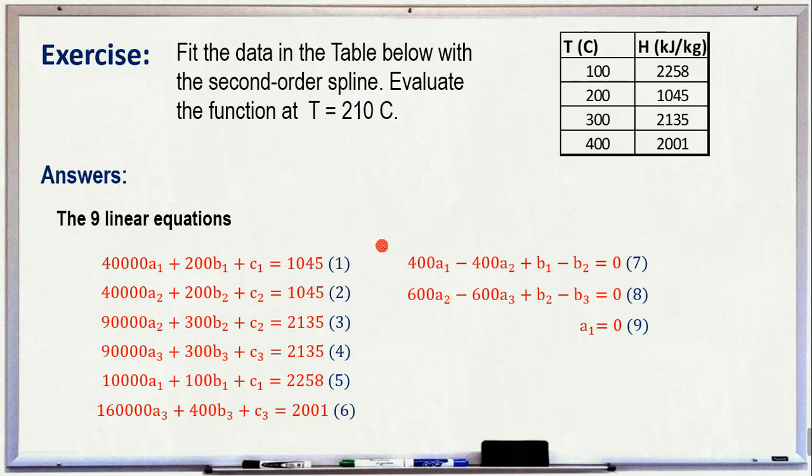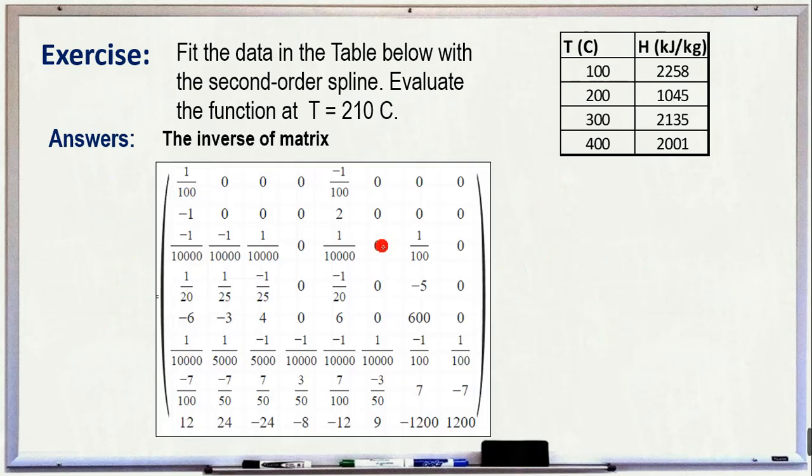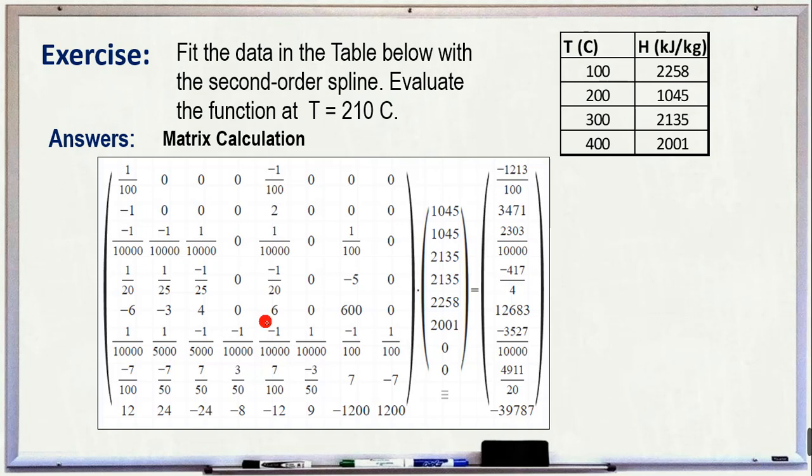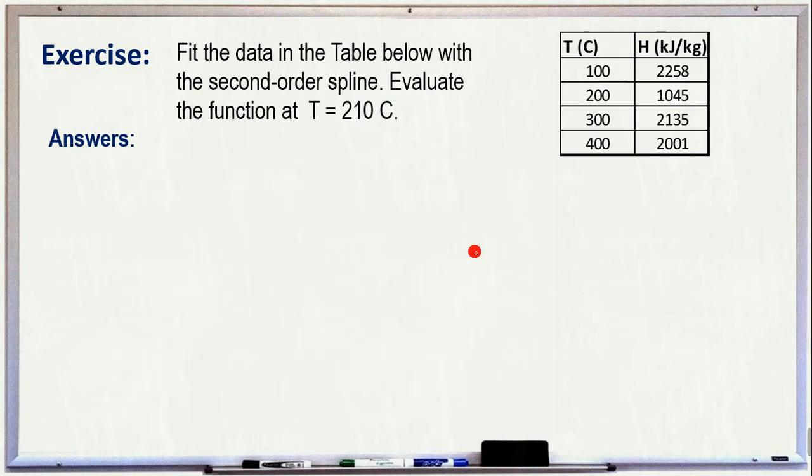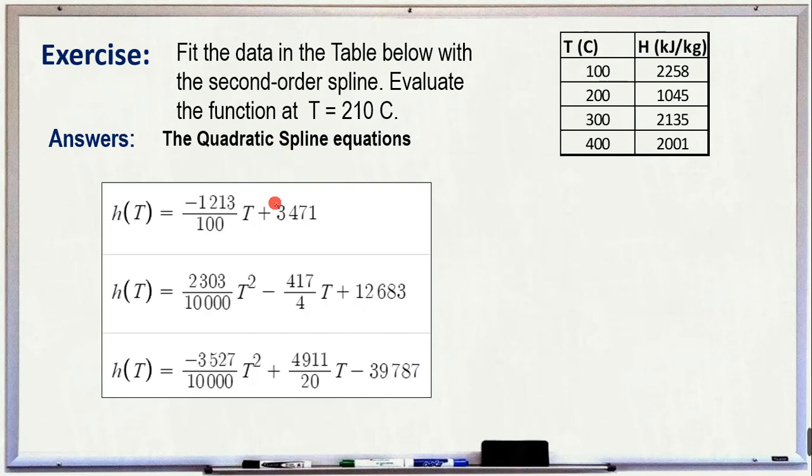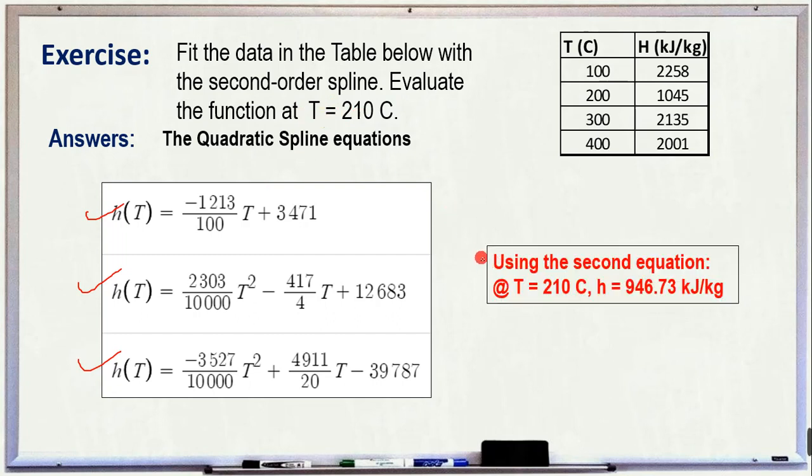So, you can pause the video. And after that, use matrixcalc.org to calculate the inverse. After calculating, you should see the matrix calculation there: the inverse, the constants, and the result. So, these are the values of our A's, B's, and C's. And finally, these are the quadratic spline equations. So, this is the first, second, and the third. And since we evaluate at a temperature of 210 degrees Celsius, this should be your answer.